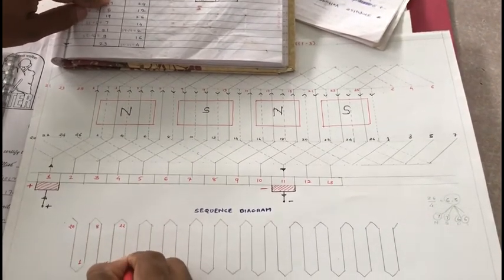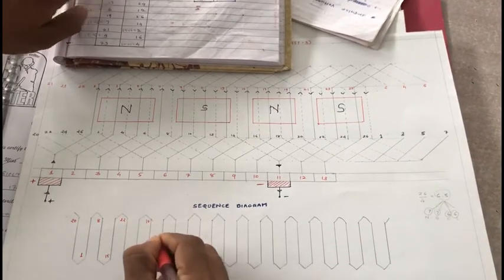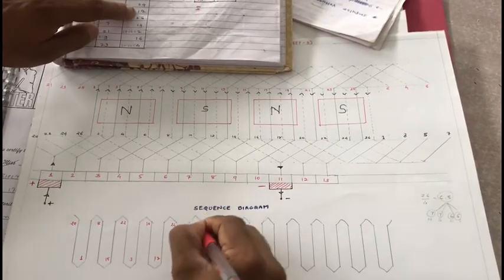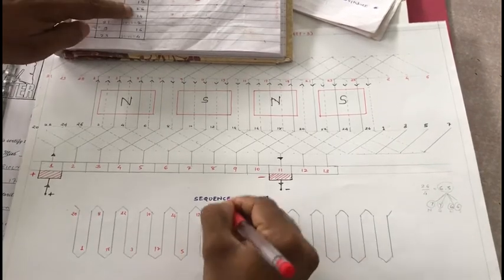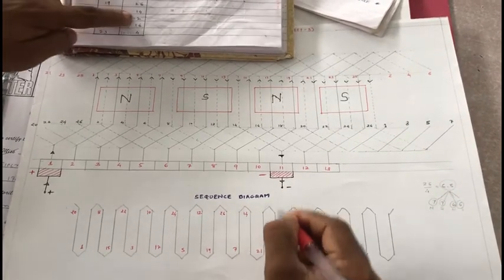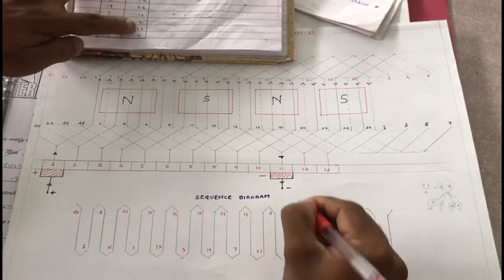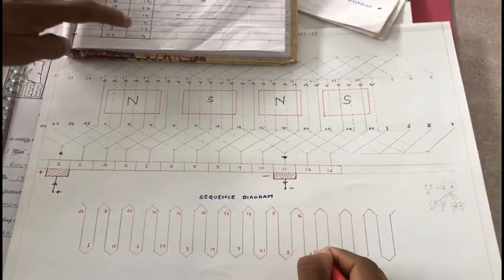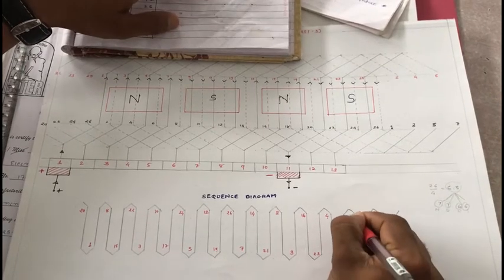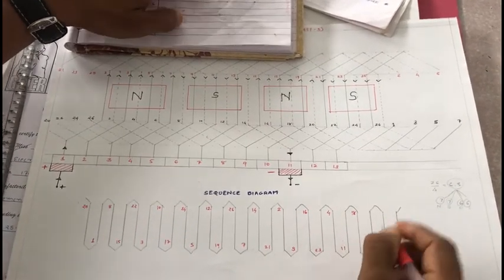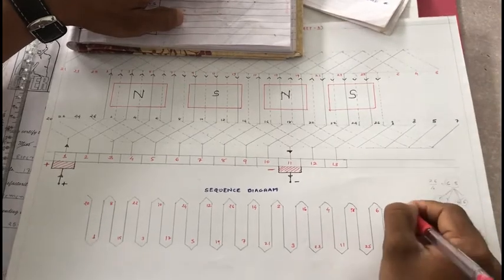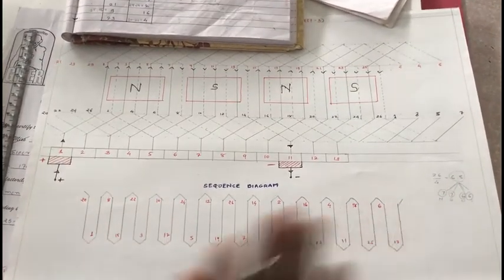22 to 3, 3 to 10, 10 to 17, 17 to 24, 24 to 5, 12, 19, 26, 7, 14, 21, 2, 9, 16, 23, 4, 11, 18, 25, 6, 13 and 20 is connected over here. So all the numbering is completed.